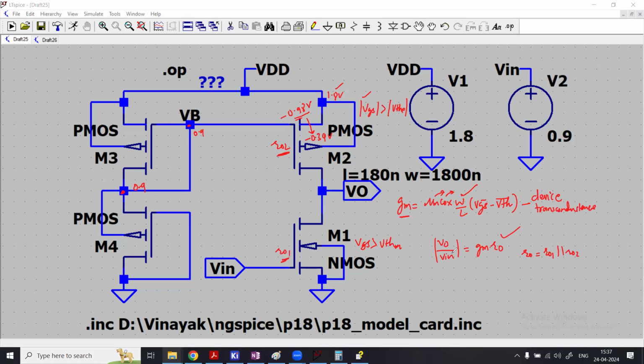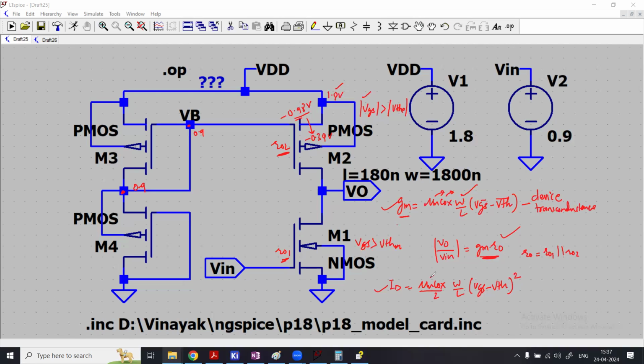Okay, again, because of taking magnitude, we don't have to add the minus sign here. And the ID in the saturation region is mu n Cox by 2 W by L, VGS minus VTH whole square. This applies to NMOS and PMOS both, okay?